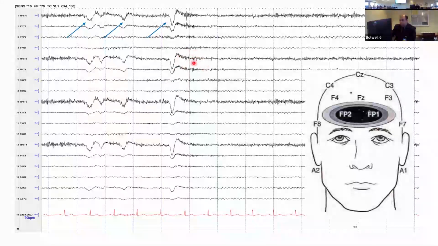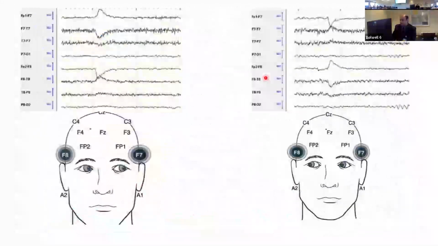The other common source you're going to see, you see this dark stuff here? This is muscle, okay? It's very commonly going to be present throughout. This is the other common source of artifact, which you may or may not see. This is produced by horizontal or lateral eye movements. Again, it looks like big upward or downward deflections connected to FP1 and F7.